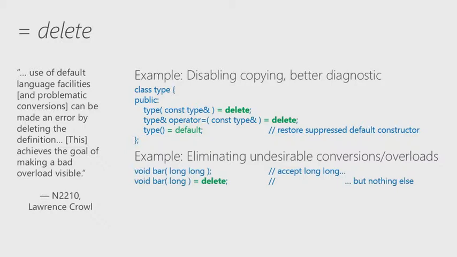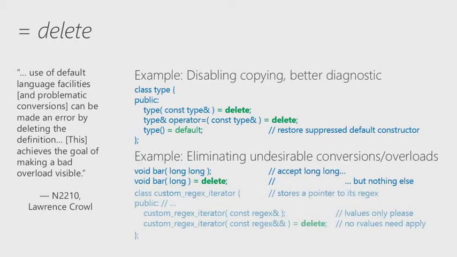What if you have an overload set and you want to eliminate an undesirable overload? So I can have a function bar that takes a long, so a large integer, but does not take a smaller one. I can require that in an API. This enables me to write APIs that are simpler and safer.